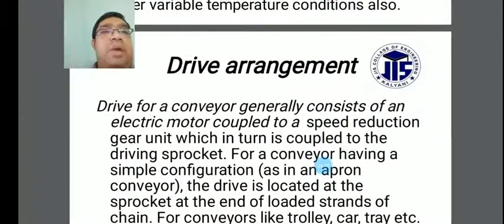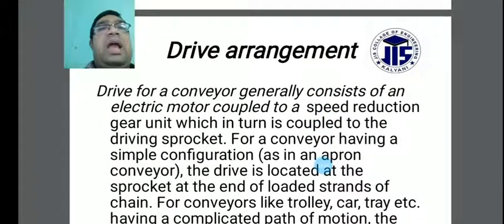The drive arrangement will also be here. The drive arrangement for a conveyor generally consists of an electric motor coupled to a speed reduction gear unit, which in turn is coupled to the driving sprockets. Without the drive arrangements the system cannot be run, so the drive arrangement is much more essential.